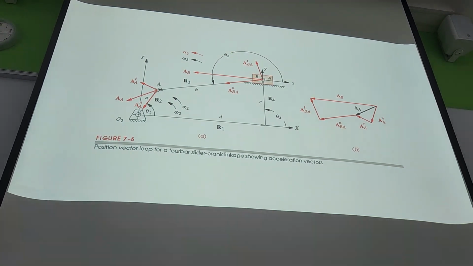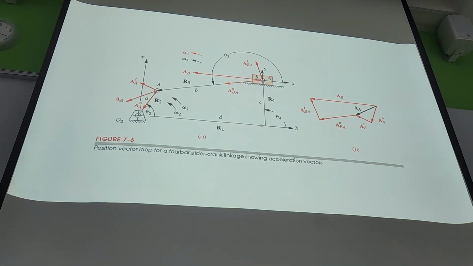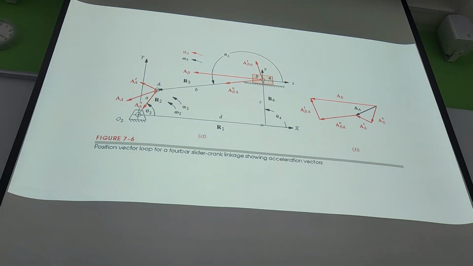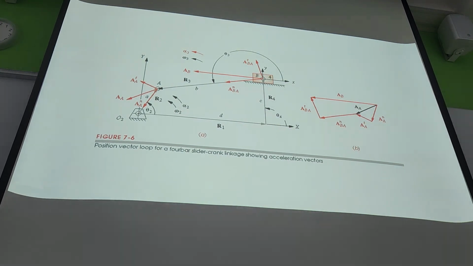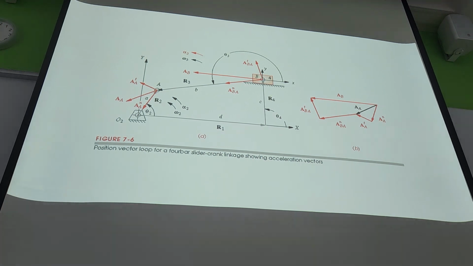Now come to point B. So this B is the slider, so the slider is only moving horizontally. Okay? So acceleration of B has no normal component, it has only a tangential component. So from here, you are just drawing the acceleration of B direction.